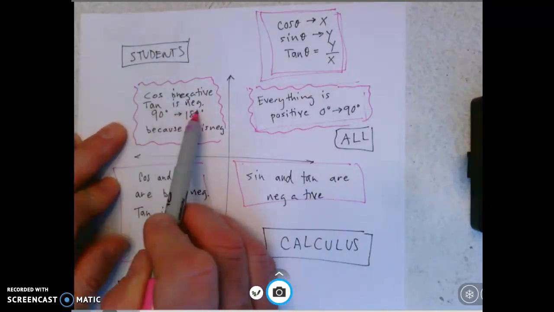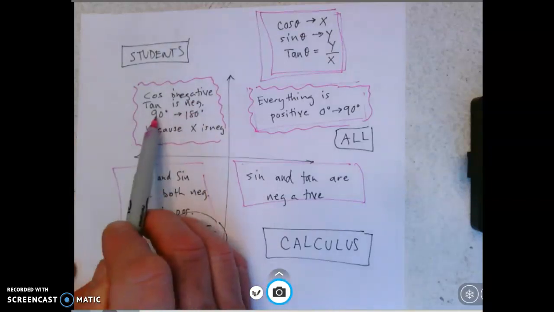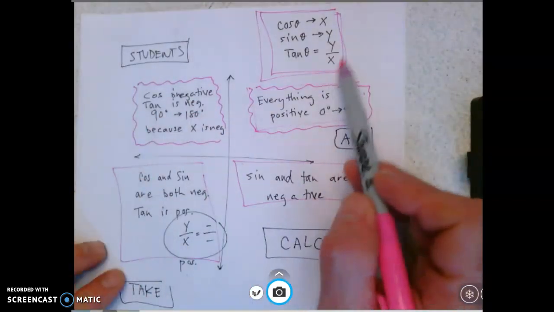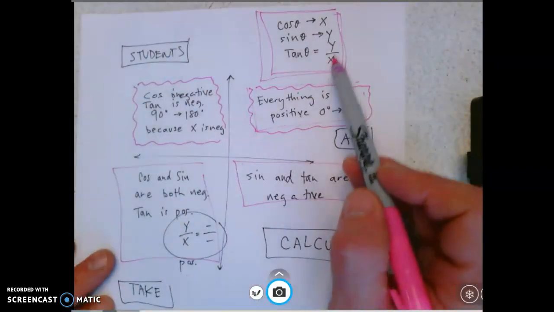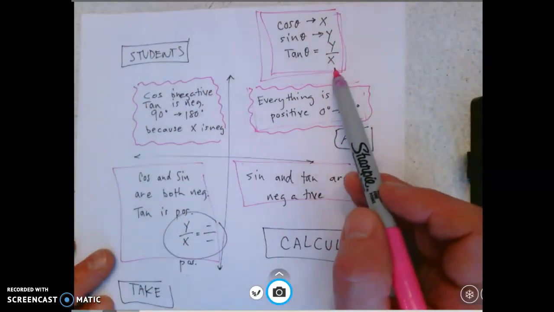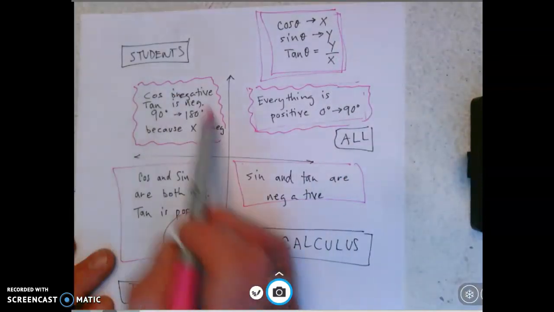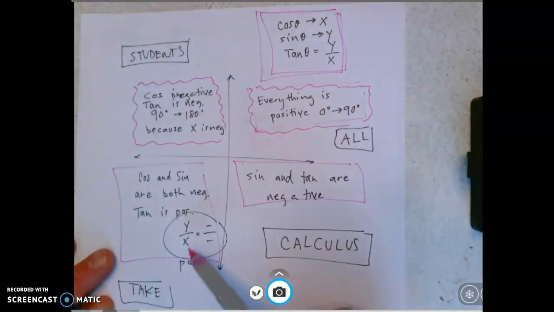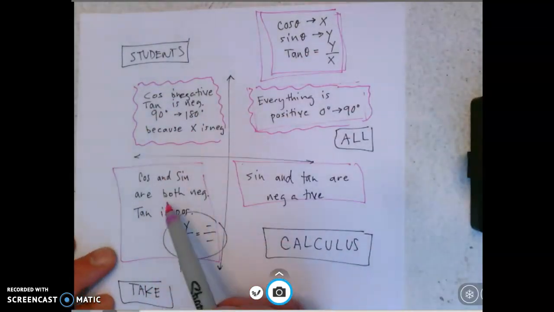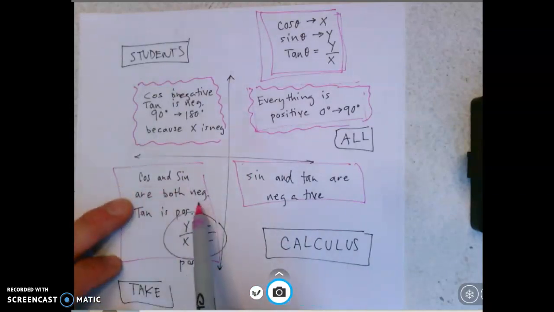Secondly, in the second quadrant, remember we go 1 to here, cosine is negative and tangent is negative. The reason tangent is negative is because we're talking about the ratio. If my x, which is my cosine, is negative, and my y is positive, then tangent has to be negative. All right? So in the second quadrant, cosine is negative and tangent is negative. In the third quadrant, going negative, negative, cosine and sine are both negative.